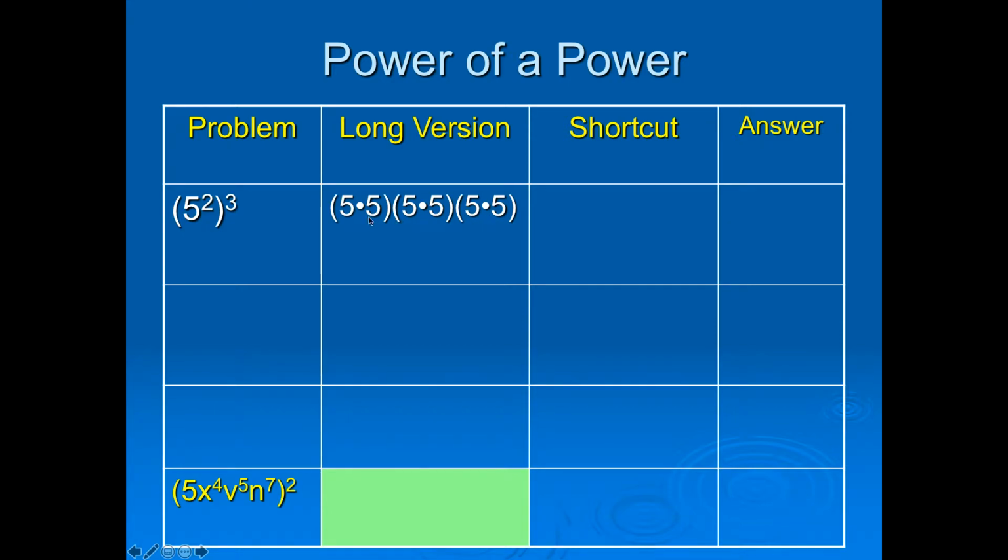Well, how many times are we multiplying 5 by itself? 1, 2, 3, 4, 5, 6. So the shortcut version, if we come over here, is, if you notice, we multiplied 5 by 5 by 5, 6 times. We also notice that 2 times 3 is 6. So the shortcut version is you're going to take the powers and multiply them together. So our answer is going to be 5 to the 6th power.